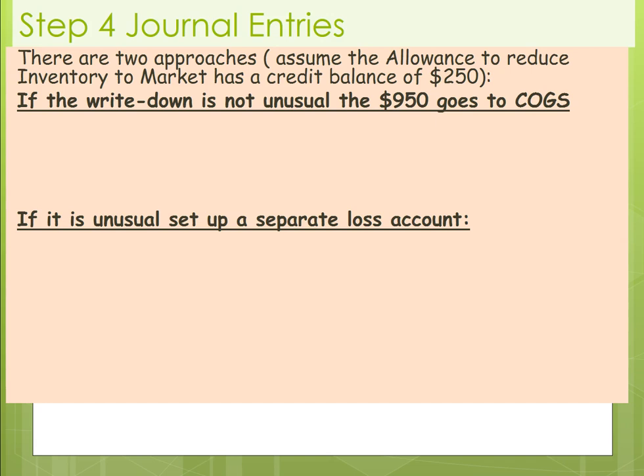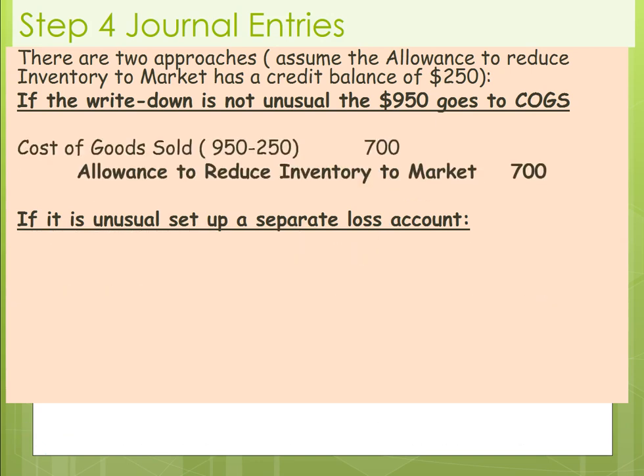So here is our example. There are two approaches. Again, we'll do both approaches, and I'll show you the difference. We currently have a credit balance in our contra balance sheet account of $250, and the write-down in total is $950. So remember, what we're going to do is write down the amount we need to adjust the account to $950. So in this example, it would be debit cost of goods sold for $700 and credit allowance to reduce inventory to market.